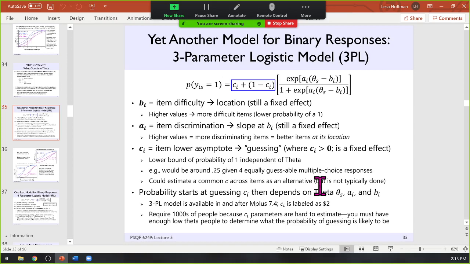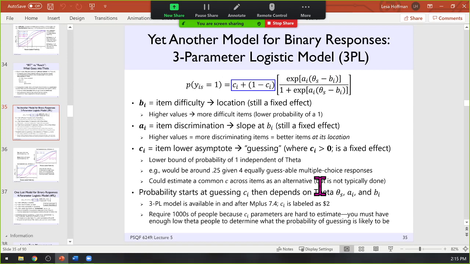Slide 38. Item and test information. That's where we are. Reliability and why it's different now than it has been before. The idea that reliability is now conditional. That's the big change.